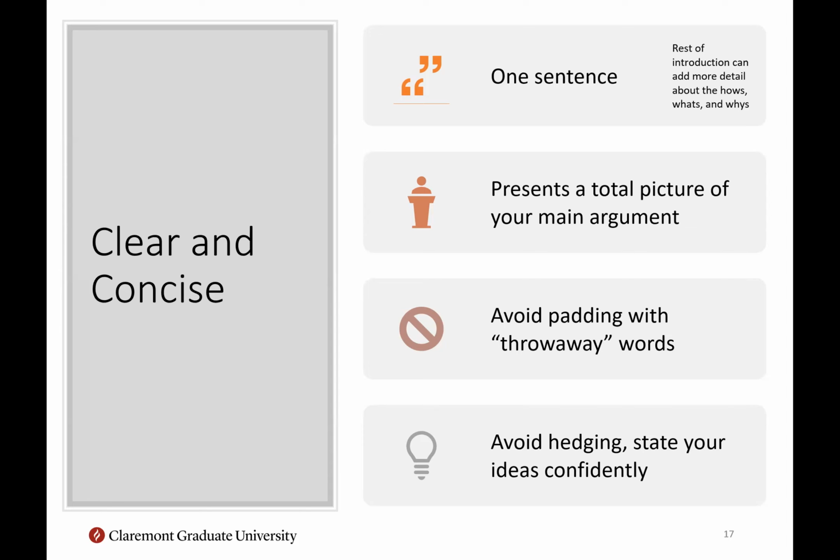It should present a total picture of your main argument. Again, this isn't going to be every aspect that you cover in your paper, but it should be your touchstone main point that you keep coming back to throughout the rest of your paper. You might use sub-arguments to develop that thesis, but just keep your thesis in mind, and it should present all of the real main points that you want to express, all of those things that you want to be sure the reader takes away at that big picture level, that big argument level.